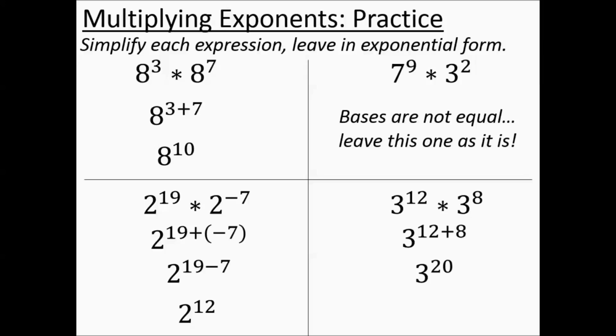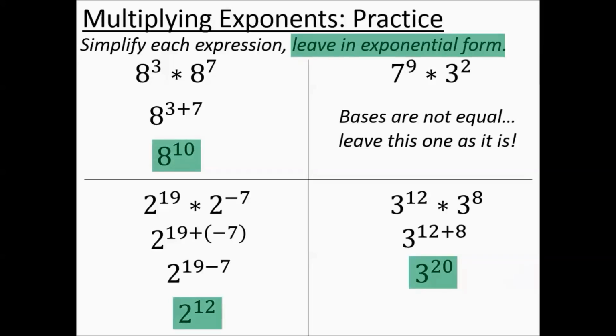So that's multiplying. You leave them in exponential form. If they said work it out to a standard form number, then you'd have to work them out all the way. You'd have to do 8 times 8 times 8, a bunch of 8's. Down here you'd have to do a bunch of 2's and multiply them. Luckily, you get to leave them in exponential form.